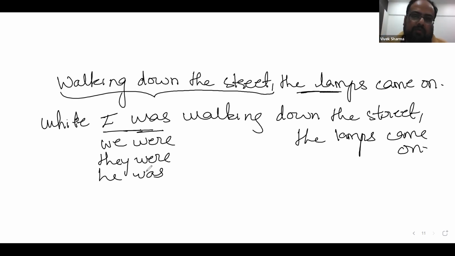But the fundamental problem was that the modifier did not have the correct subject. The subject was missing in this sentence. So what we have done is we have added the subject. So this is again an example of a dangling modifier. Right? This is again an example of a dangling modifier.